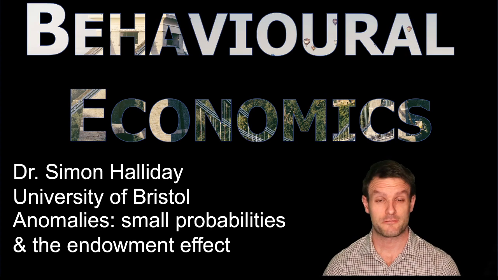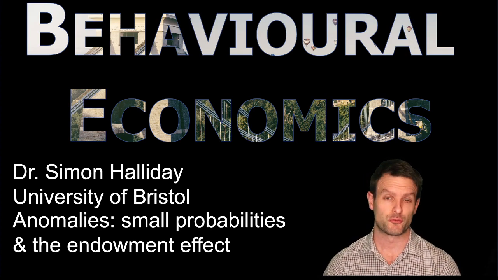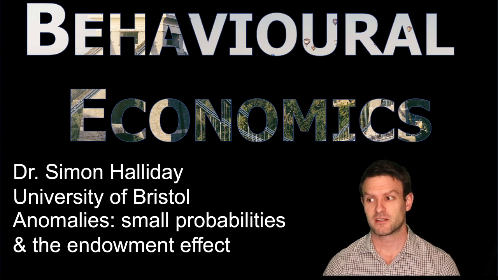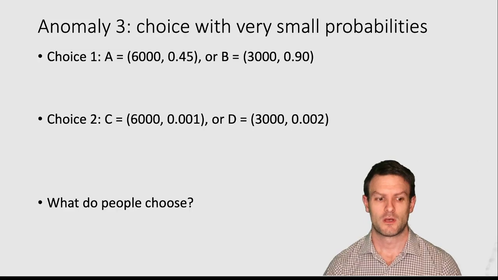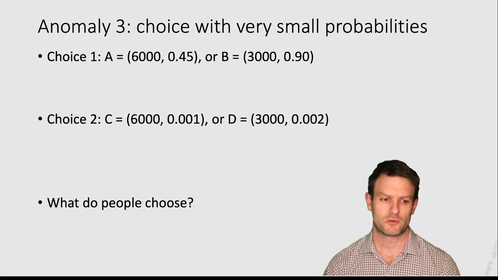Okay, we're going to talk about the final two anomalies here. The first is to do with small probabilities, and the second is the endowment effect. So here's a question. We've got two more choices that we're going to contrast with each other.